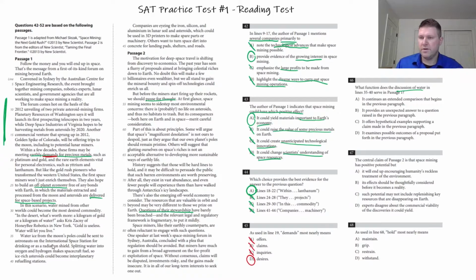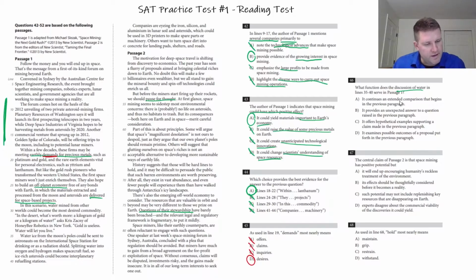So these are different ways that water could be used in space. And if you look at the previous paragraph here, "in this scenario, water mined from other worlds could become the most desired commodity. In the desert, what's worth more, a kilogram of gold or a kilogram of water? asked Chris Zachney of Honeybee Robotics in New York. Gold is useless, water will let you live." And then they move on to talk about the different water uses in space. So let's head over here. What does that discussion of water serve in passage 1?